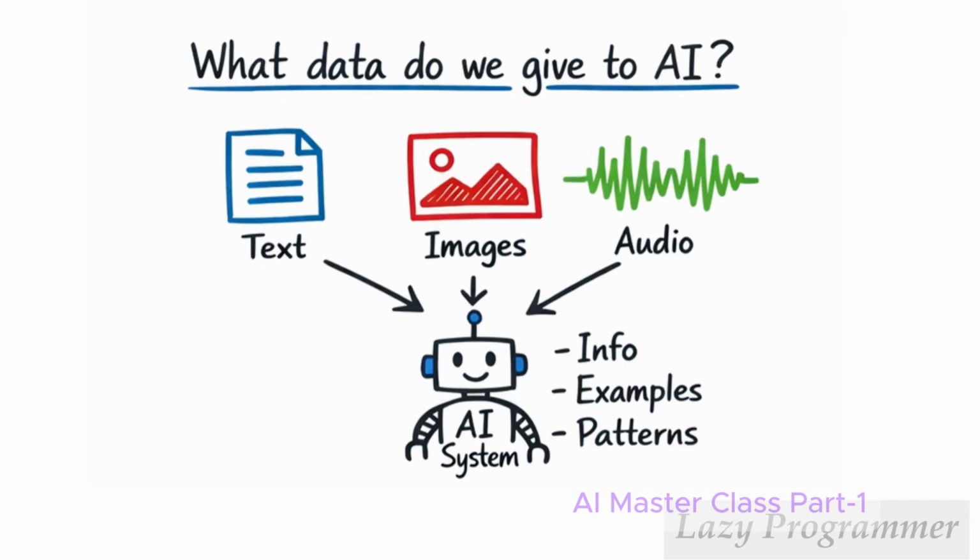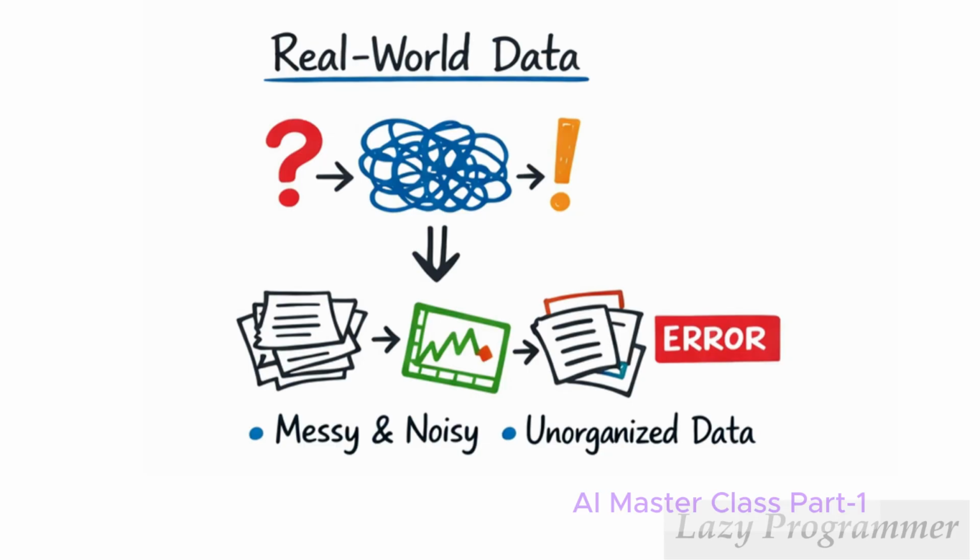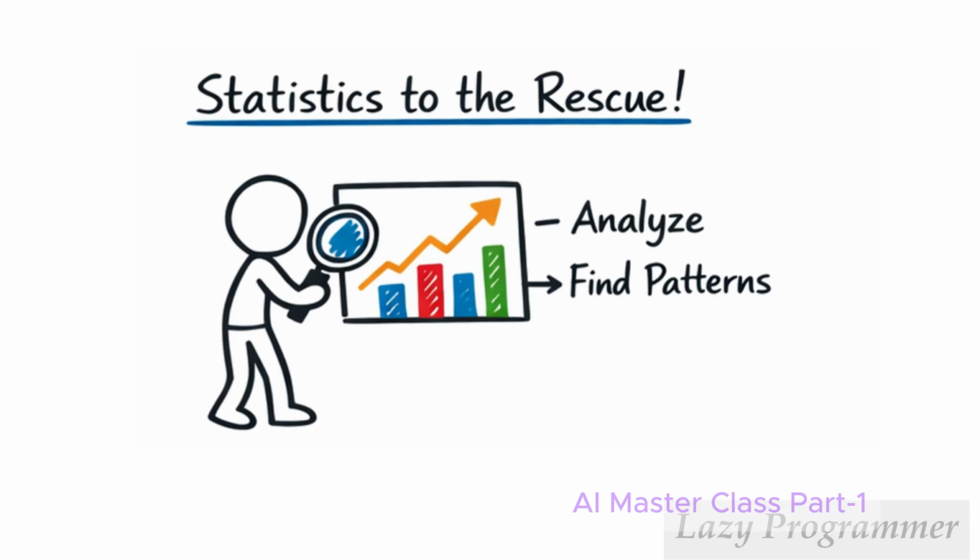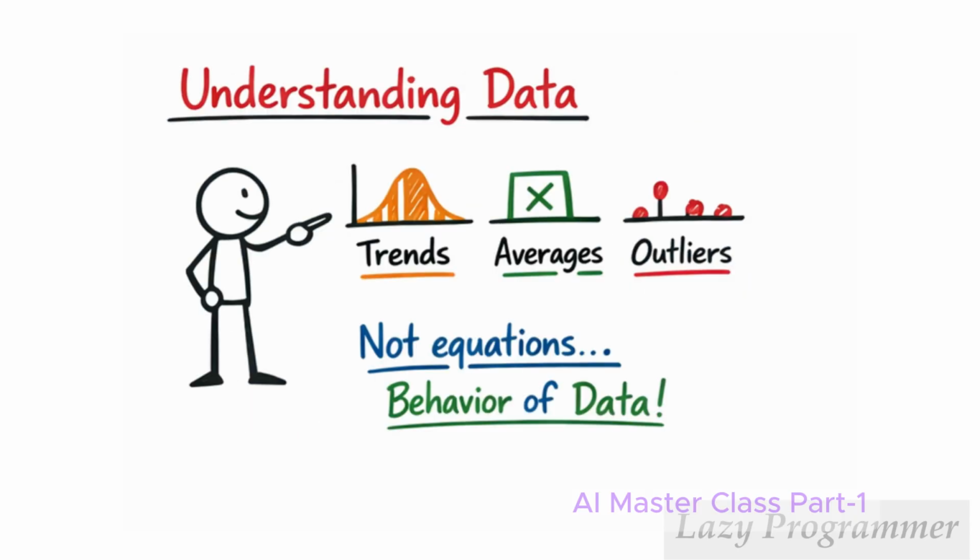So, what kind of data are we actually giving to artificial intelligence systems? For a model to predict anything, it has to first look at the data. And unfortunately, real world data is never clean or organized, which we can use straight away. And this is where statistics comes in. Statistics is not about complex equations. It is actually about understanding how the data behaves.